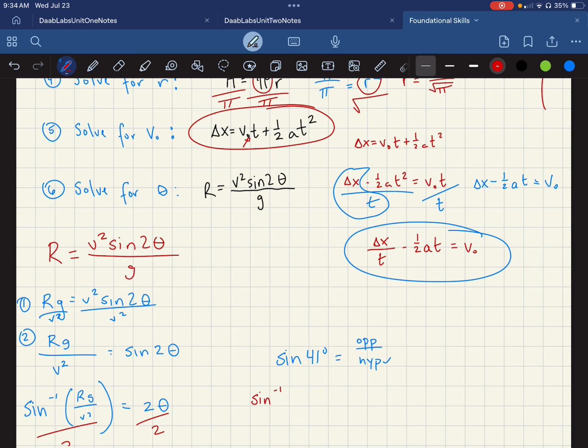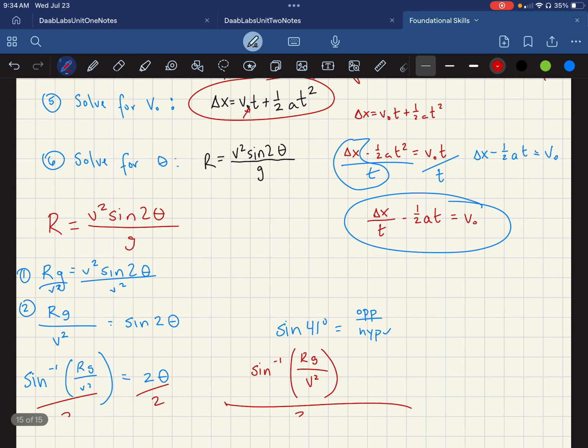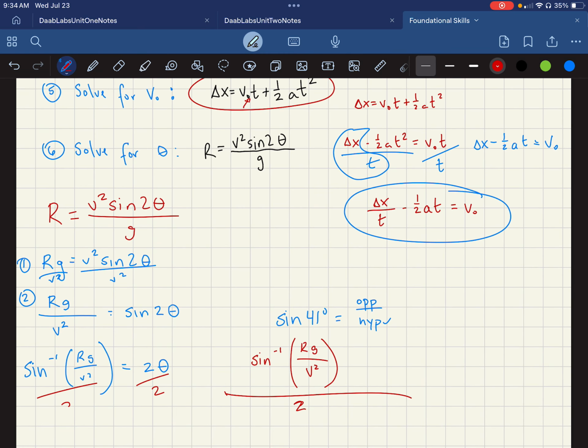So our final answer should look something like, and we won't simplify yet, sine inverse of r times g over v squared, and then we took this whole thing and divided it by 2, and this is going to be equal to our theta. From here, you could simplify a little bit further, obviously distribute, but you get the idea.